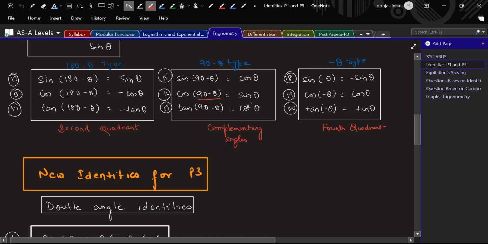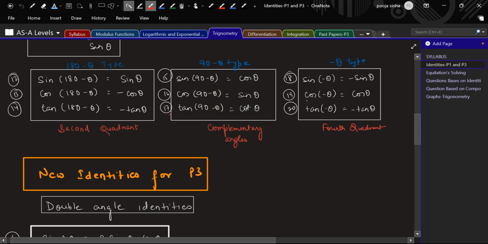Cos 90 minus theta is sine theta. Cos will turn to sine and tan would turn to cot, with the same thetas as on this side. So we are done with identities 12, 13, 14, 15, 16, 17. 17 identities done, right?